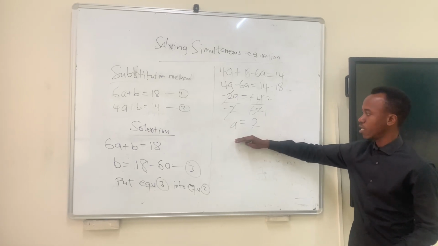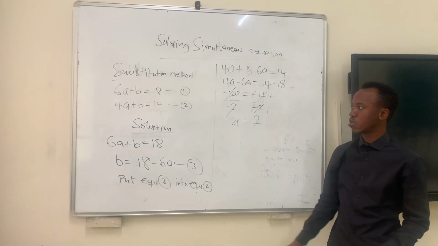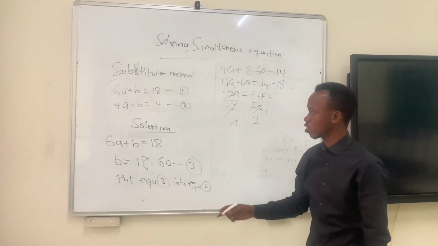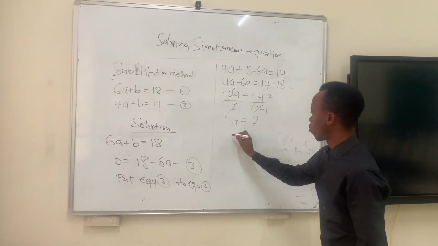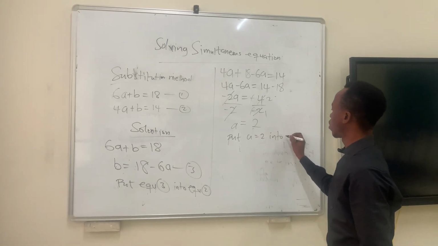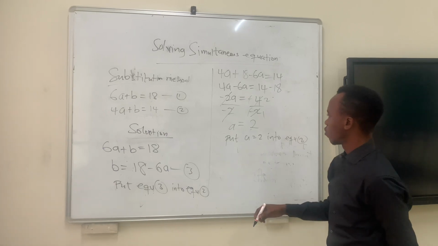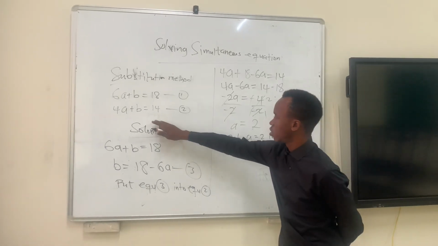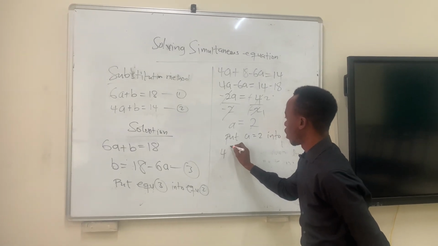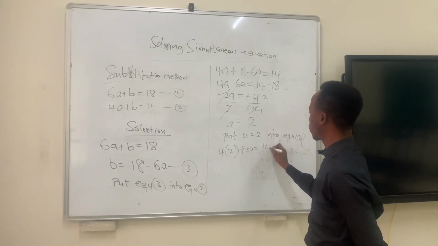Now, how do you find b? Pick this a, put it into any of the equations, and that will give you your b. In this case, you can choose any equation, put in your a, and then you get your b. So let's choose equation 2. Put a equals 2 into equation 2. Whenever we see a in equation 2, we are going to put 2. So we have 4, and in place of the a, we put 2, plus b should be equal to 14.